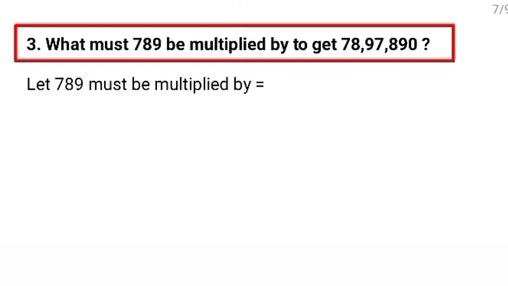Next, question number 3. What must 789 be multiplied by to get 78,97,890? It means 789 should be multiplied by which number so that we get this number. Let's assume that 789 must be multiplied by x. We take a variable.